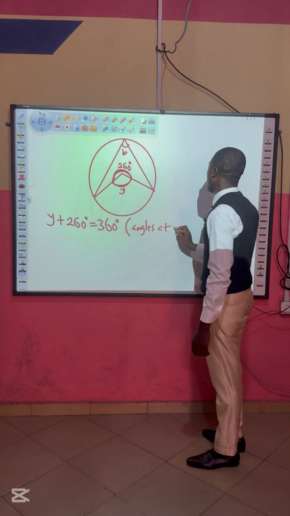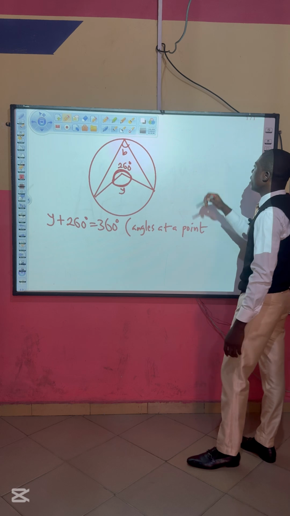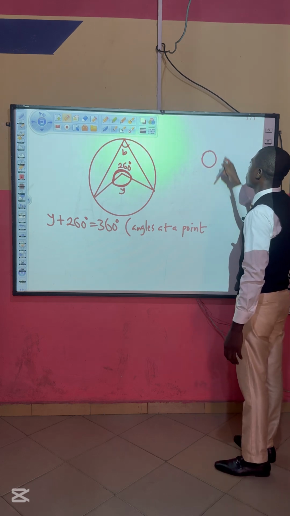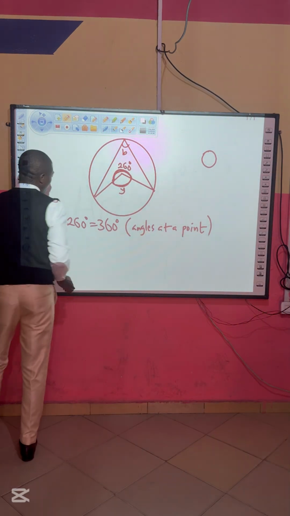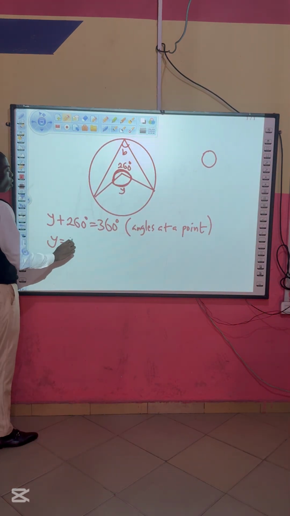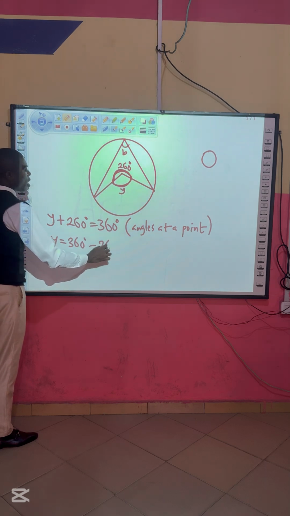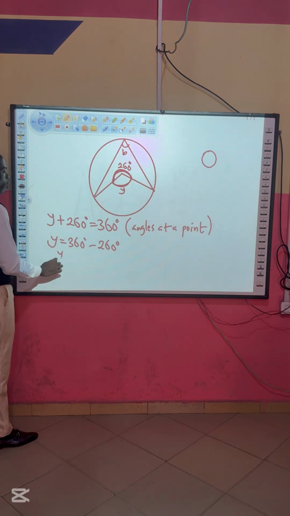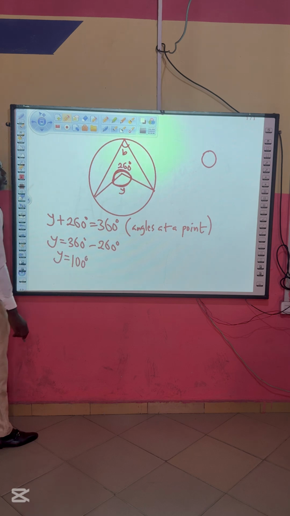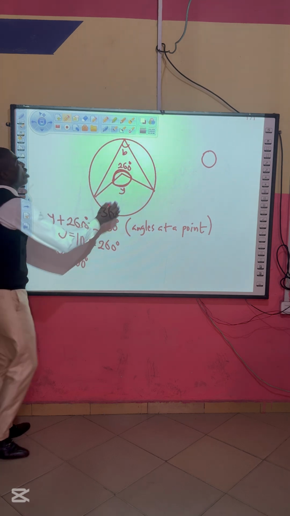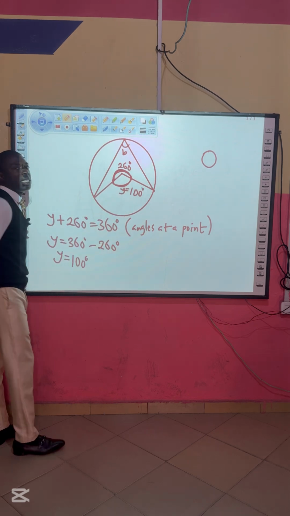Angles at a point. Angle at a point means angle formed in a total, angle formed something like this, like in a circle. So if you add up this and this, you get this. Now, so we have y equal, we have 360 degrees, take away 260 degrees. So we now have y will now be equal to 100 degrees. So 100 degrees is the value of y here. So y is equal to 100 degrees.